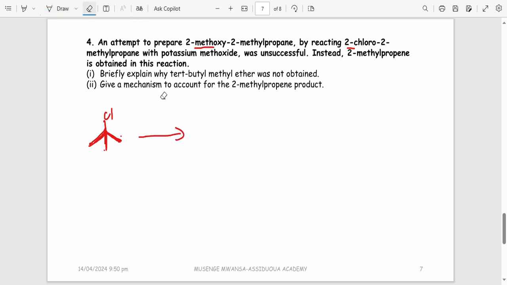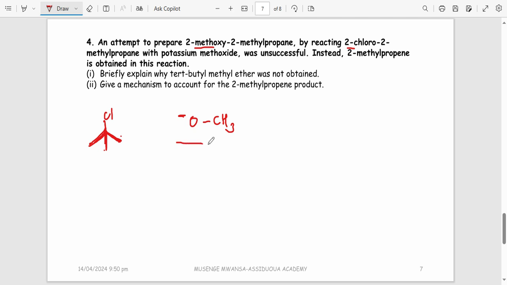The methoxide was coming from an alcohol, and the alcohol is methanol. We are putting potassium here; we're supposed to have a hydrogen to form methanol. Potassium doesn't affect anything, so this is a nucleophile. It's actually supposed to be negatively charged like this. This is from the potassium methoxide.